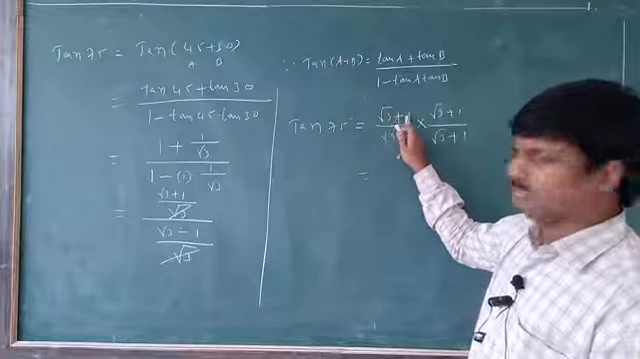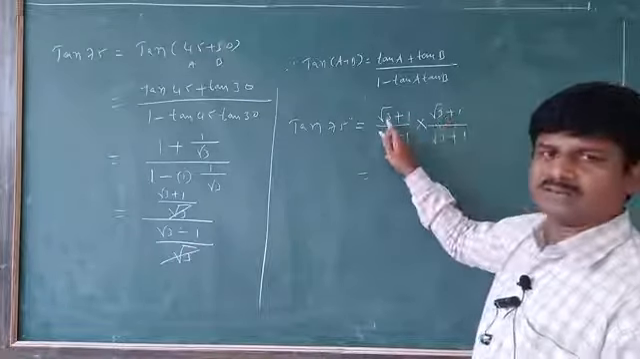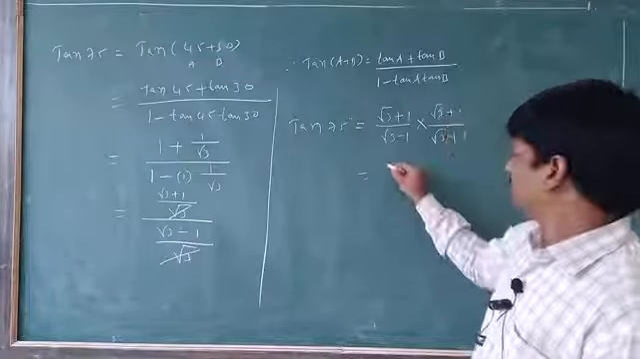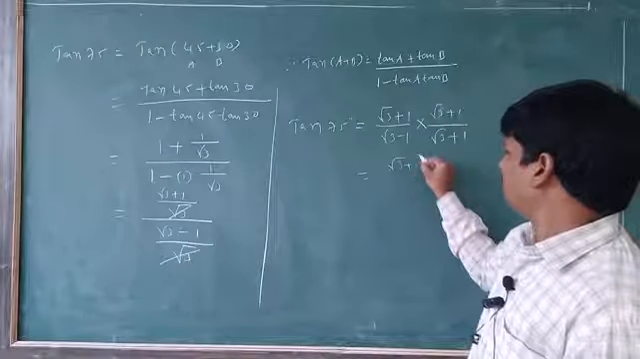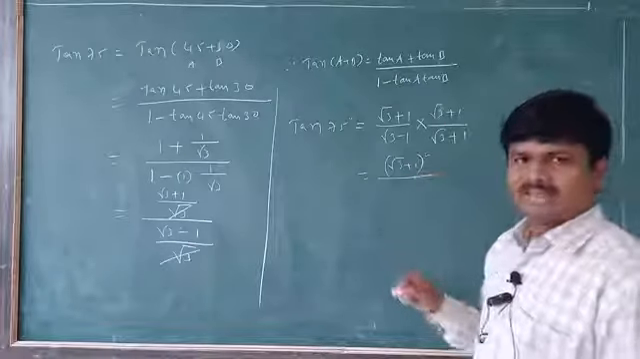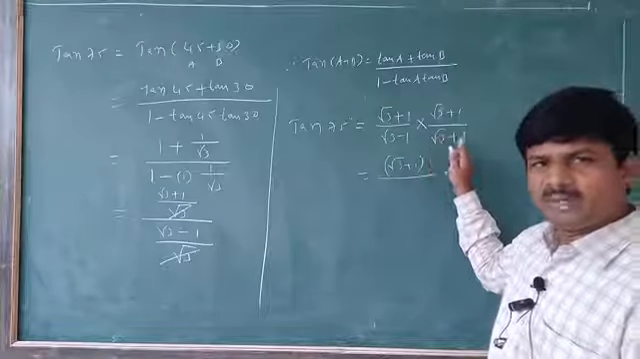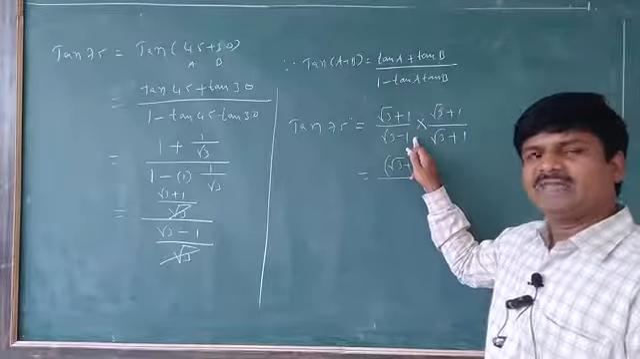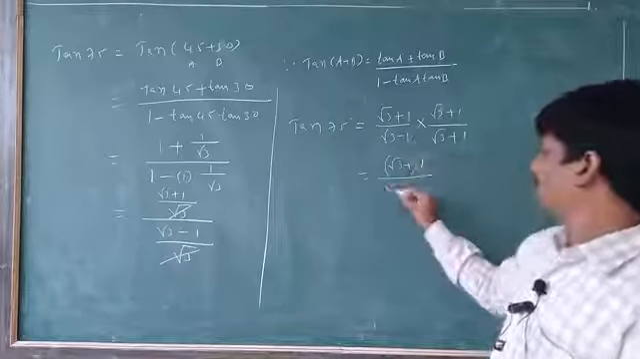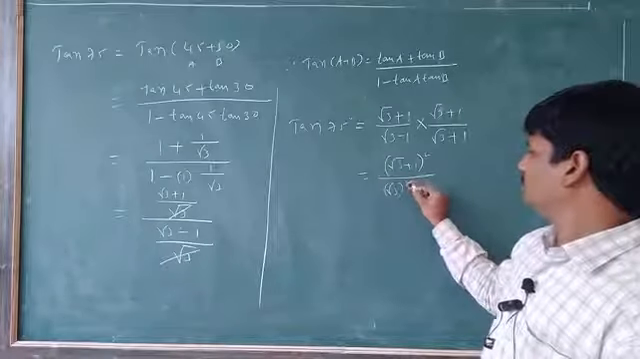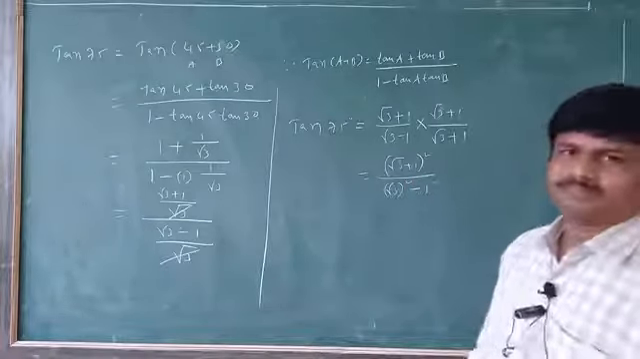A plus B into A plus B, both are the same or not? Root 3 plus 1 into root 3 plus 1. So (root 3 plus 1) whole square by (A minus B) into (A plus B), that is A square minus B square. A square minus B square means root 3 whole square minus 1 square.